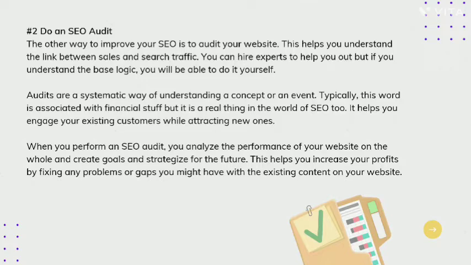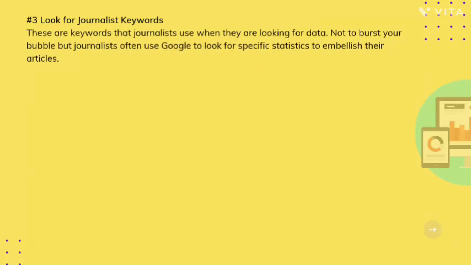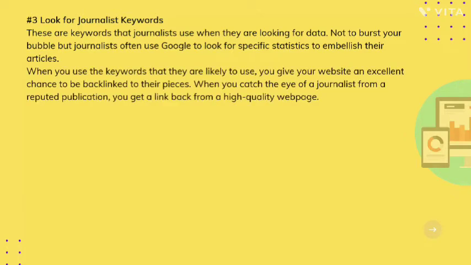This helps you increase your profits by fixing any problems or gaps you might have with the existing content on your website. Number 3. Look for journalist keywords. These are keywords that journalists use when they are looking for data. Not to burst your bubble, but journalists often use Google to look for specific statistics to embellish their articles. When you use the keywords that they are likely to use, you give your website an excellent chance to be backlinked in their pieces. When you catch the eye of a journalist from a reputed publication, you get a link back from a high-quality web page.